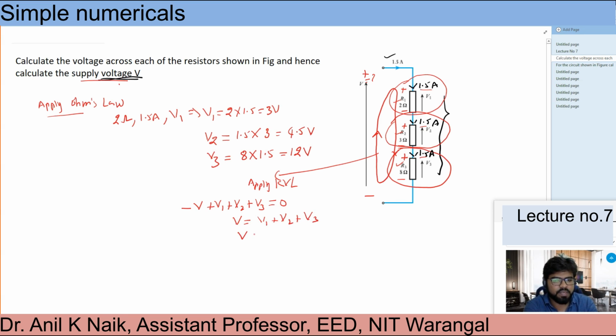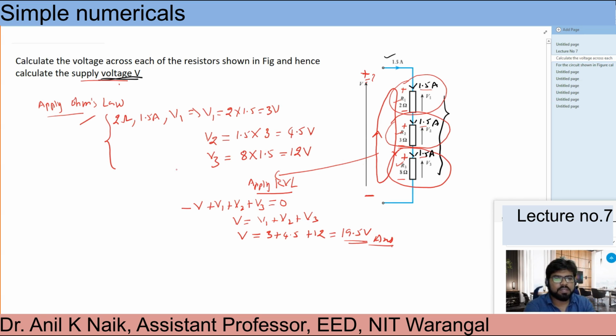So what is V now? It is nothing but 3 volts plus 4.5 volts plus 12 volts, which is 19.5 volts. So this is my answer. In this case, we applied two laws, Ohm's law as well as KVL, in order to find the voltage across all these resistors.